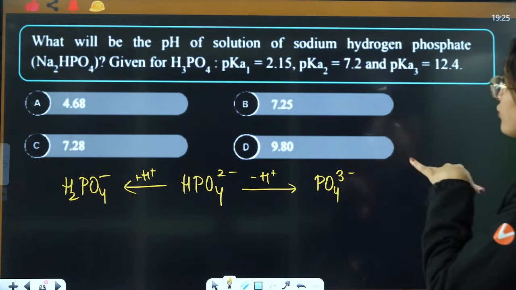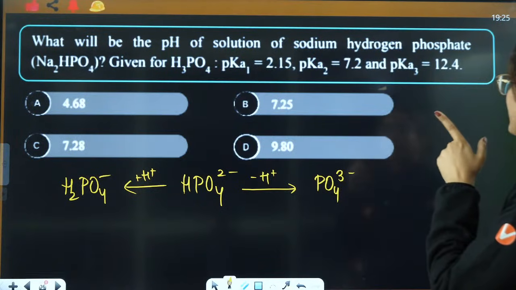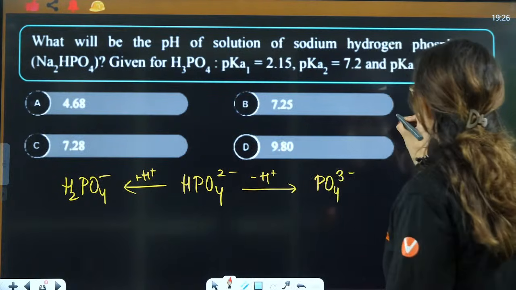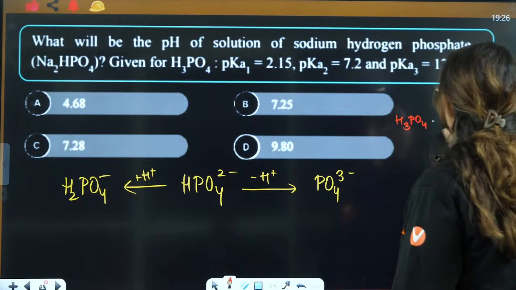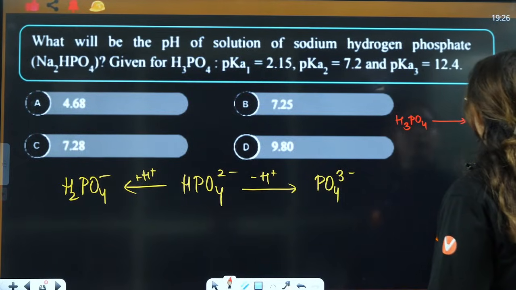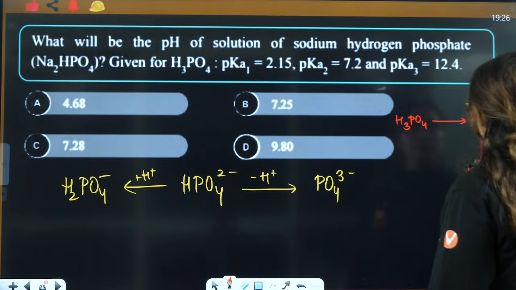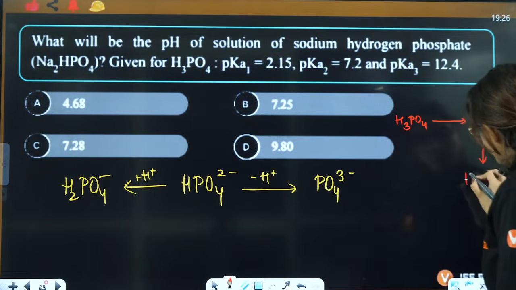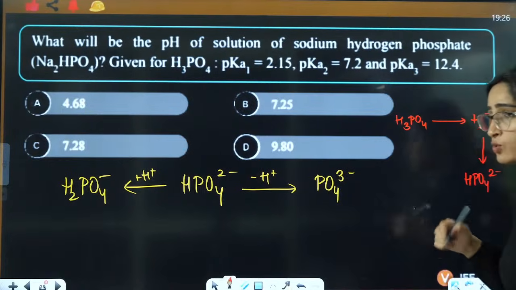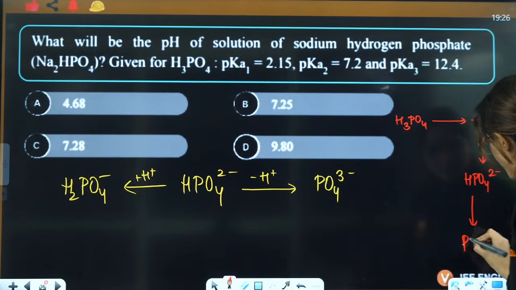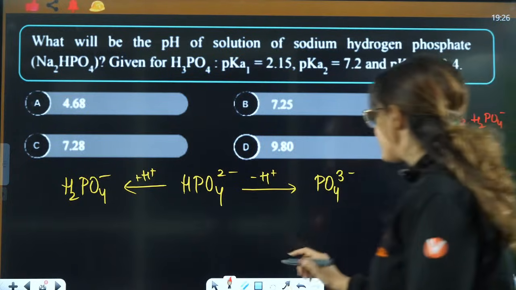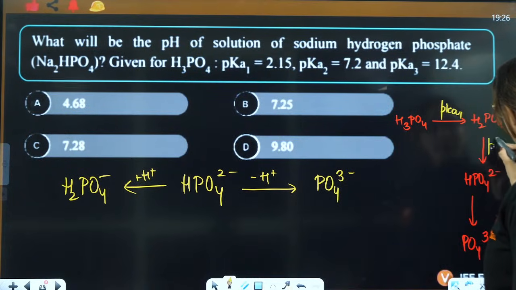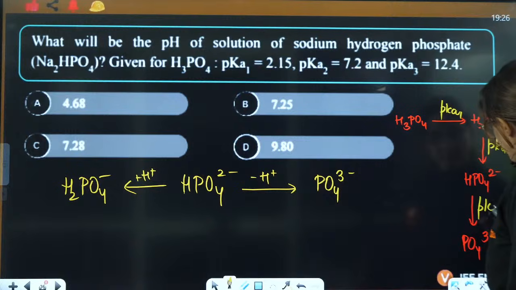Given for H3PO4, pKa1 and pKa2 and pKa3. That is given. Let's see what is given. For H3PO4, when it loses 1 H positive, it will become H2PO4 negative. Then this will become HPO4 2 negative, because it is losing 1 each time. Then it is becoming PO4 3 negative. Now, if you see, this is the sequence. This is pKa1, this is pKa2, and this is pKa3 is given to you.